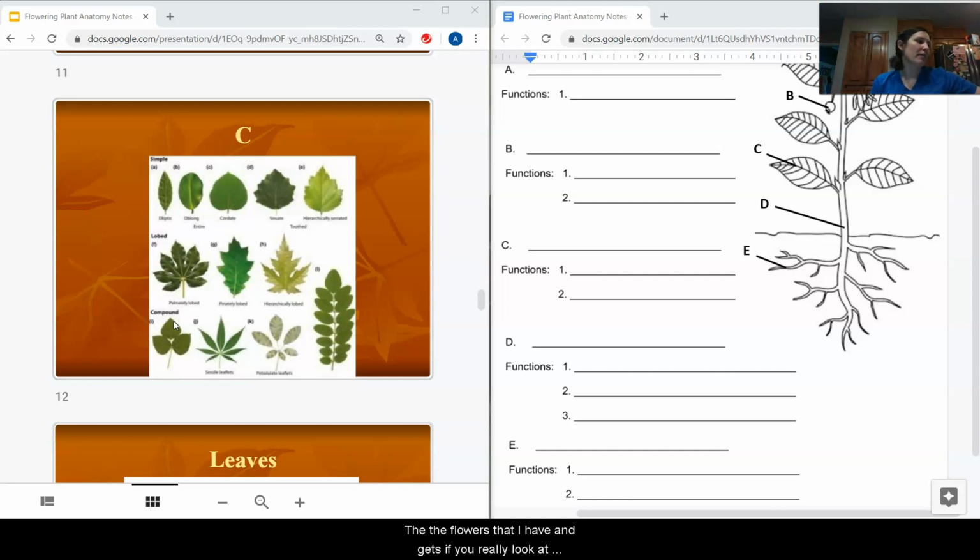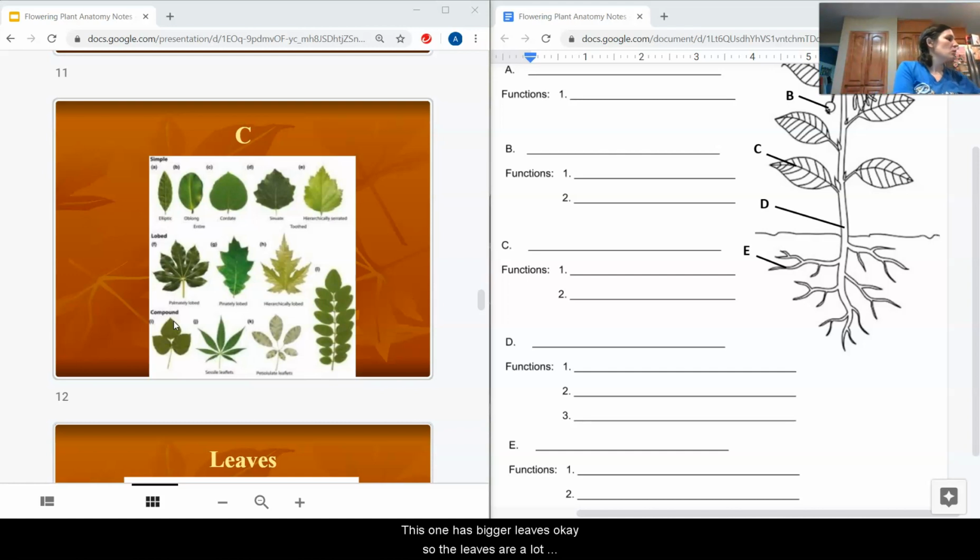The flowers that I have, if you really look at the shape of these leaves, they are all going to be different. They're very smooth on the top because that would be the cuticle. It helps water run off, but it also keeps water from escaping. The bottom usually doesn't have as waxy of a cuticle. This one, if you look at it, has ridges and spikes on the edges of it. And you've got smaller ones and bigger ones on that plant.